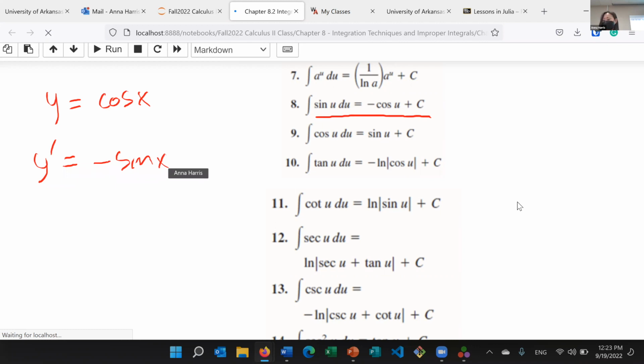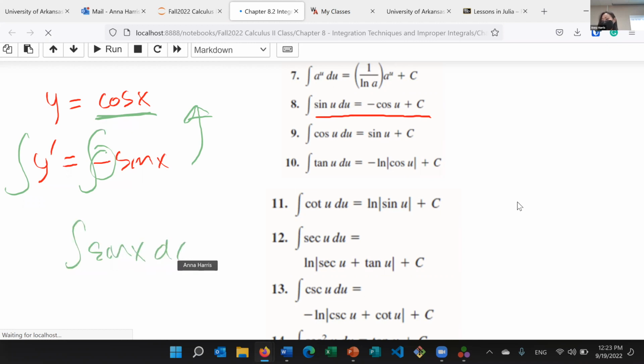right? So if I give you the opposite, if I want to go back up, what do you take? Integrations, right? So if you go back up, if you have a negative sine x, you get a what? Cosine. So if you have just the sine x, then what do you have? Negative cosine x. Is everybody with me? That's why you have this negative.